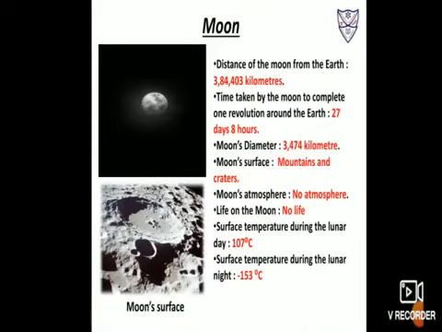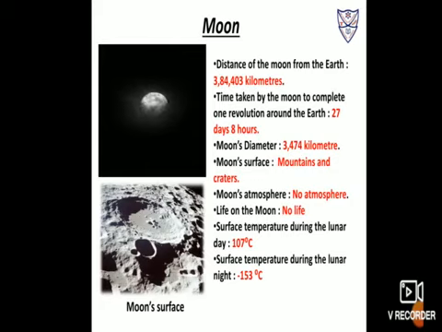So first is the Moon. The celestial body revolving around a planet is known as a satellite. All planets except Mercury and Venus have natural satellites, and the Moon is the only natural satellite of the Earth.